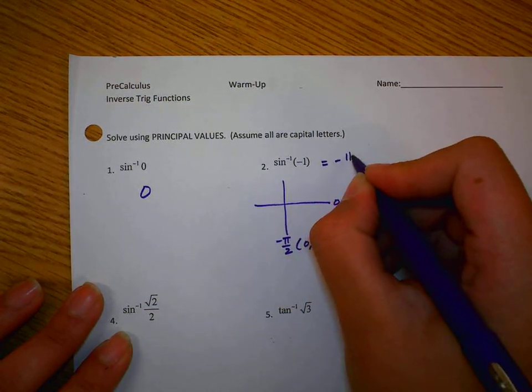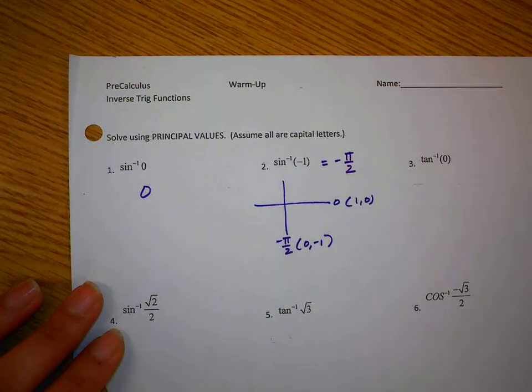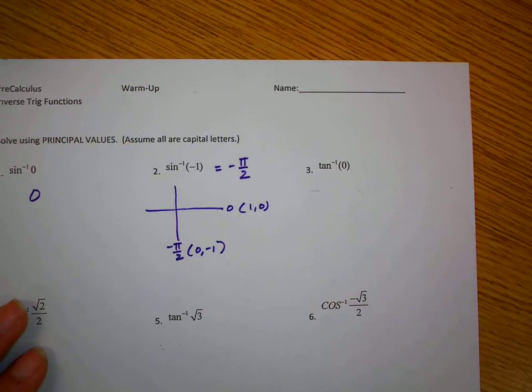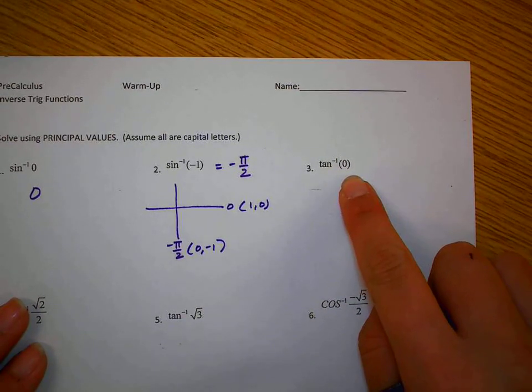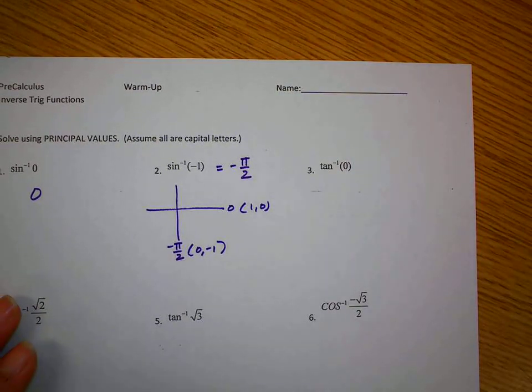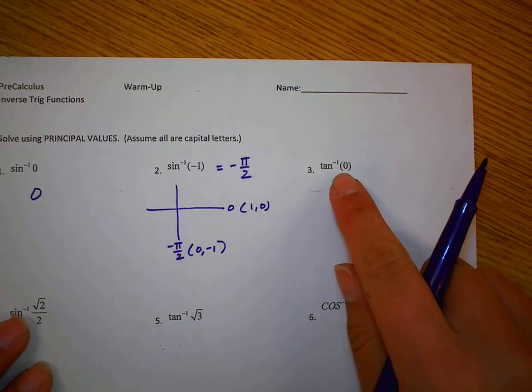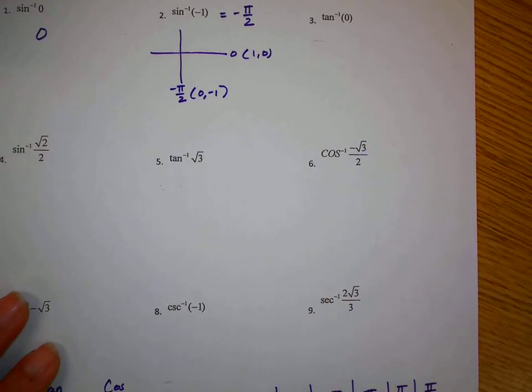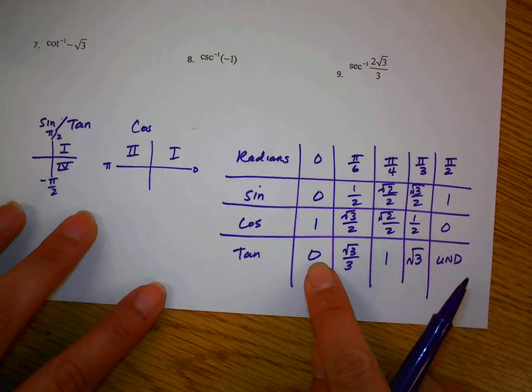Now we have inverse tangent of 0. It's got to be in quadrant 4 or quadrant 1. So here's my reference angle chart. A tangent that's equal to 0, so my angle would be 0.